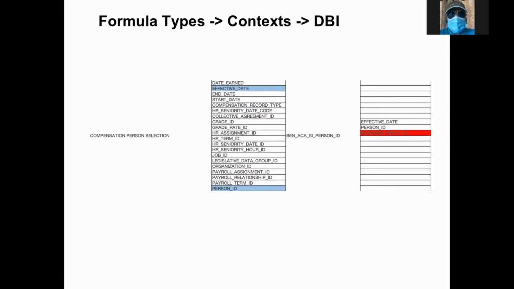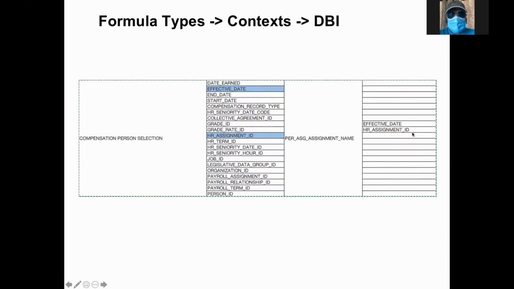Okay, now let's look at one more example. This is the same person selection. Now I'm looking at PEN ACA SI person ID. I randomly picked this one. It has three contexts: effective date, person ID, and business group ID. Now what happened? If you look, business group ID is not supported in the person selection. So now you cannot access the benefit DBA for person ID. The reason is the person ID is not available. Okay, this is how it works.